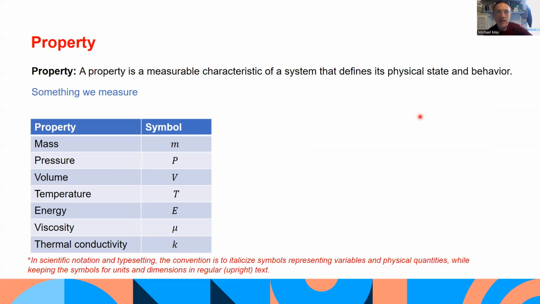In thermodynamics, a property is described as a measurable characteristic of a system that defines the physical state and behavior. It's basically something that we measure. Examples would be mass, pressure, volume, temperature, energy, and viscosity, and so on. And these would be their symbols. There's a footnote at the end, and it just says that in scientific notation and typesetting, the convention is to italicize symbols representing variables and physical quantities such as these properties, while keeping the symbols for units and dimensions in regular upright text.